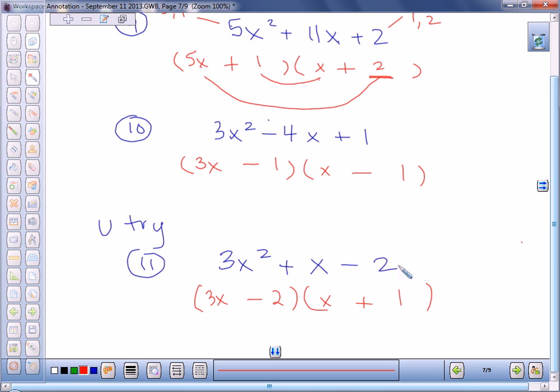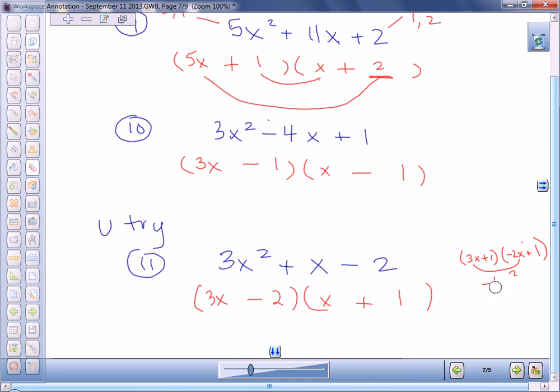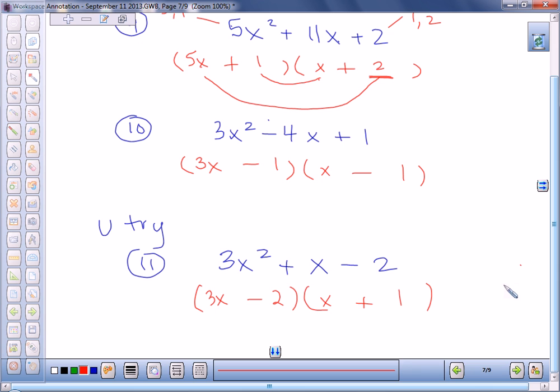Could you also get 3x plus 1 times -2x plus 1? Let's try it. 3x plus 1 times -2x plus 1. If I do first terms, do you see that gives me -6x squared? Is that what this is? It is not. Okay, so that is not an option. And that's a good way to check. FOIL it back. Distribute back through and see if you get what you started with. That is a great check step.